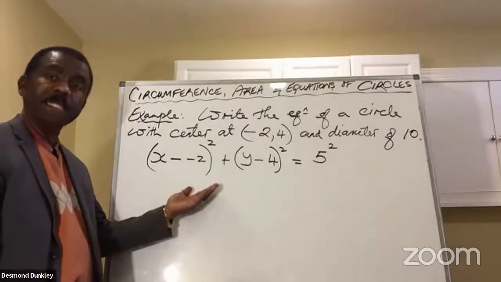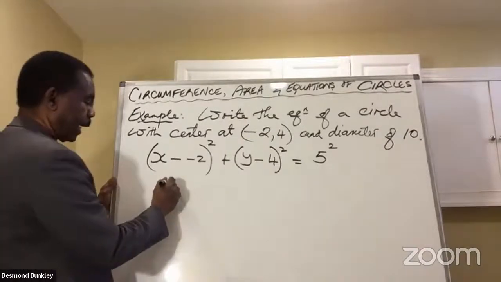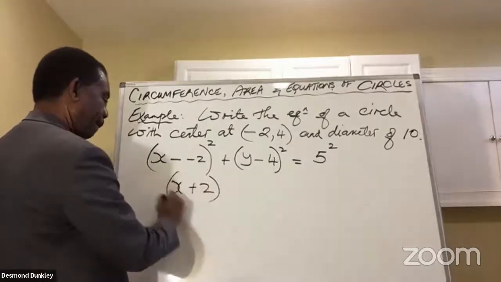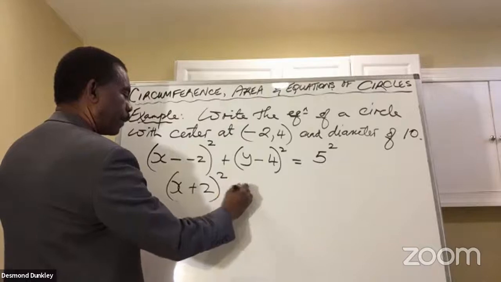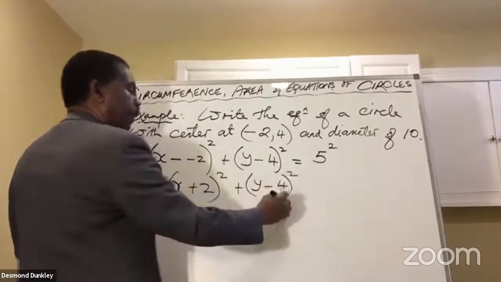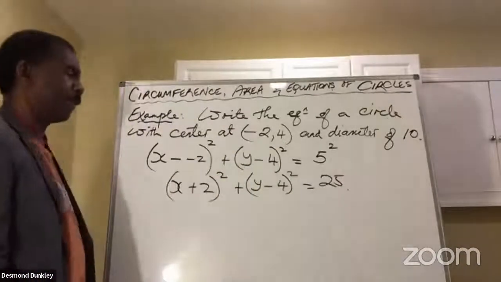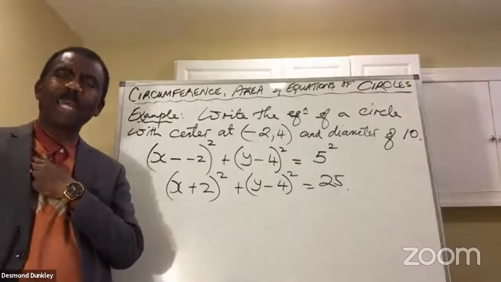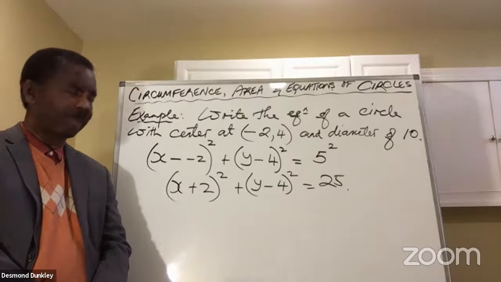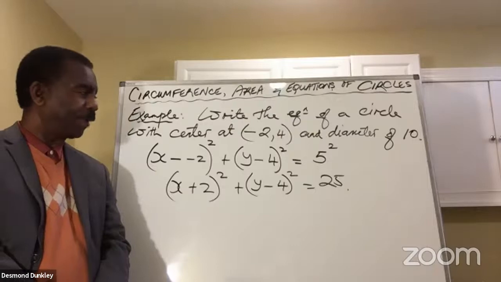And we simplify this if possible. Well, x minus -2 is actually x plus 2, squared, plus y minus 4 squared, equals 25. And that would be the equation of the circle. Is that cool? I think that's very cool.